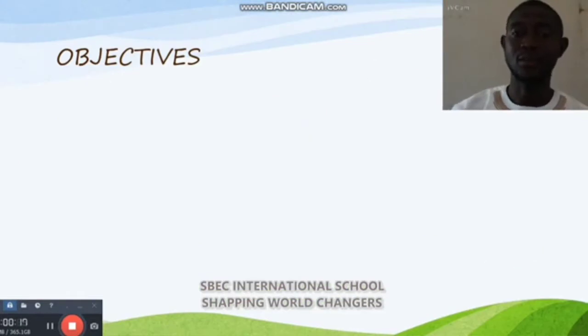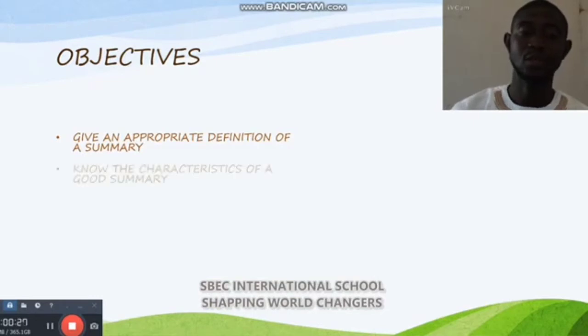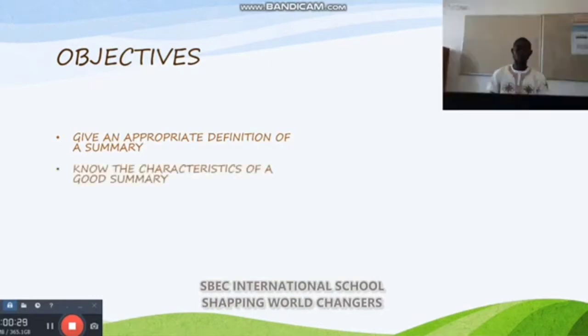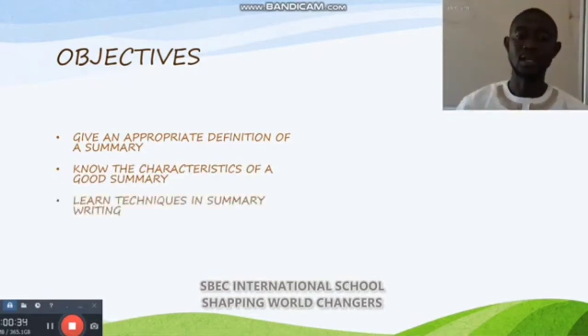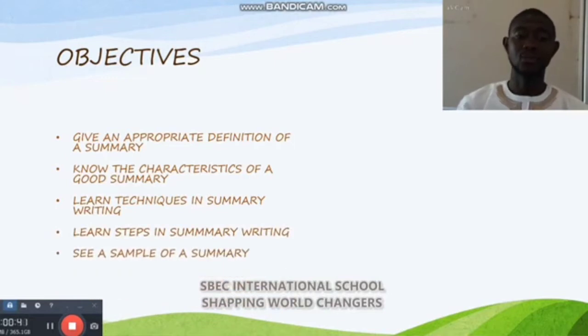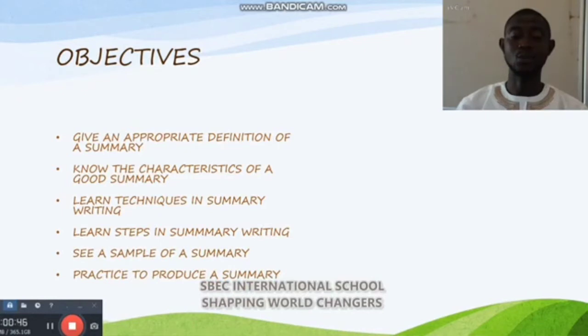The objectives of this lesson. The first is we are going to give an appropriate definition of a summary. We are going to know the characteristics of a good summary. We'll learn the techniques in summary writing. We'll learn steps in summary writing. We'll see a sample of a summary, and we'll practice on our own to produce a summary. So take note of all these objectives. That is what our lesson is going to be for today.